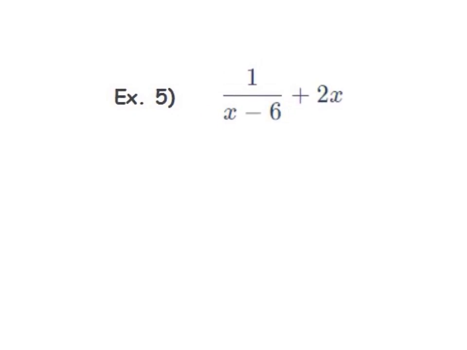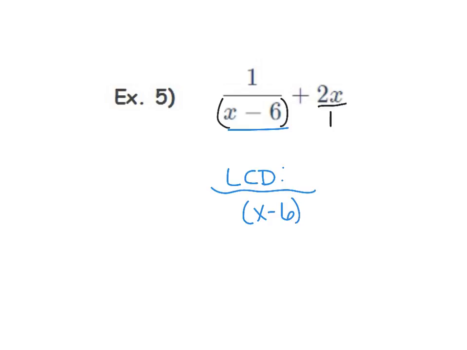All right, example 5. This one's a little bit different because we have this quantity 1 over x minus 6 plus 2x here. So if that bothers you with that 2x not being a rational expression, we can create it. We can just put it over 1. And then it looks more like a rational expression. So I'm going to start by putting my parentheses around x minus 6, finding my least common denominator. I'm going to need a factor of x minus 6, and I'm going to need a factor of 1. Well, 1 times x minus 6 is simply x minus 6. So this would be my least common denominator.